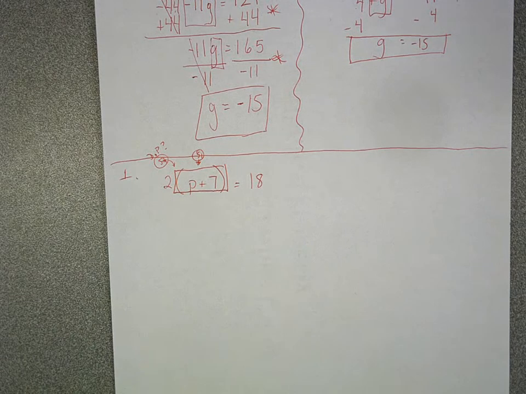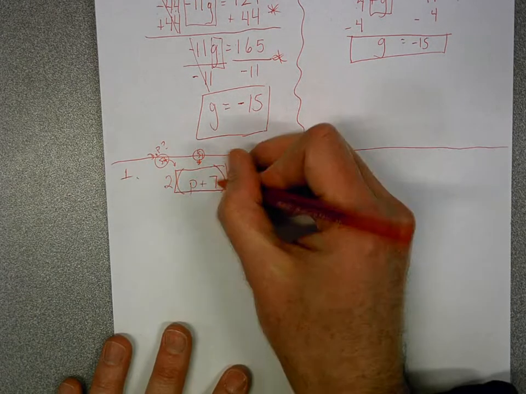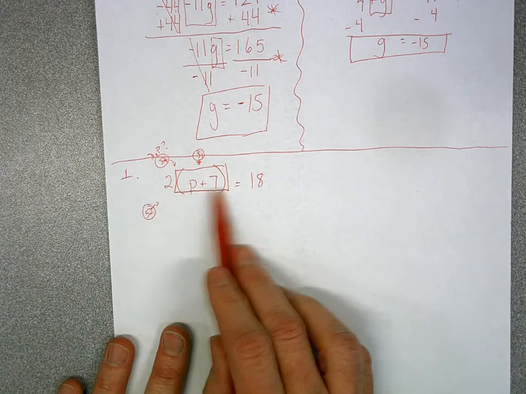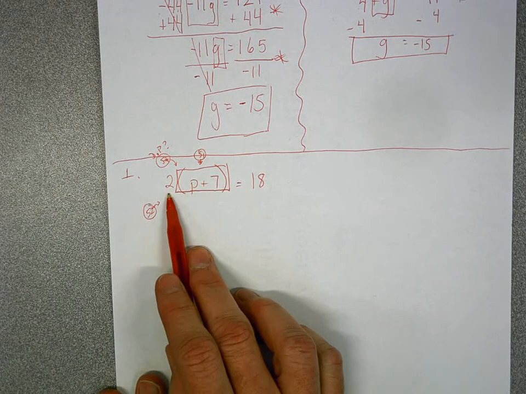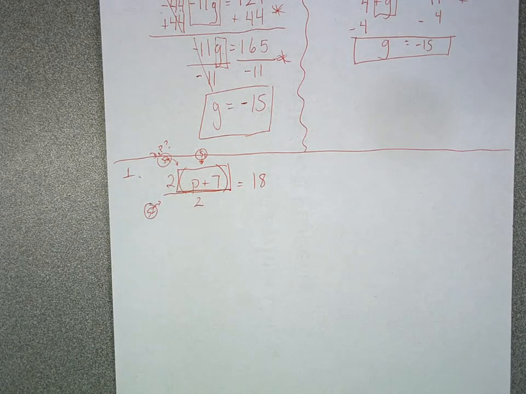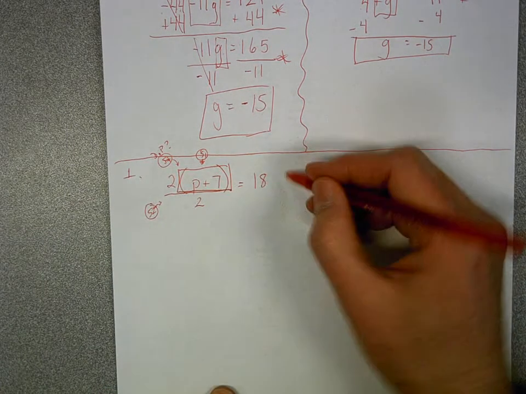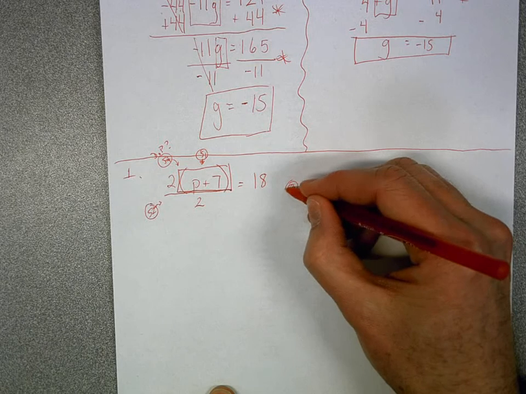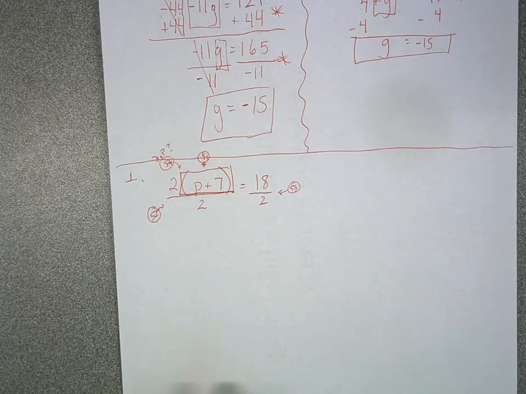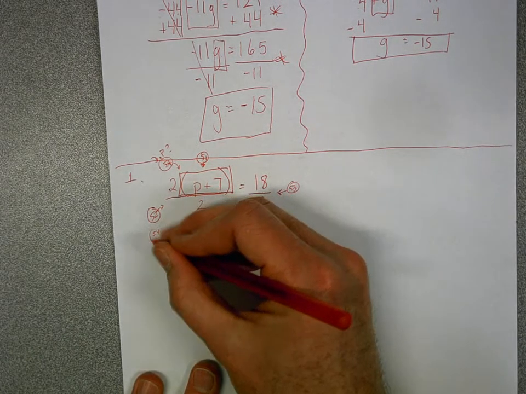Now, this is going to look really familiar with these steps. After that, step 2 is I do the inverse. So p plus 7 is being multiplied with 2, so I divide by 2. And of course, step 3: whatever we do on one side, we do on the other side. So I'm going to divide this side by 2. Step 4 is I'm going to solve.